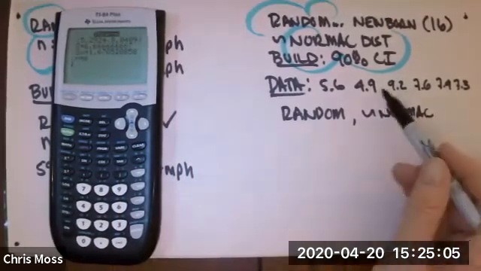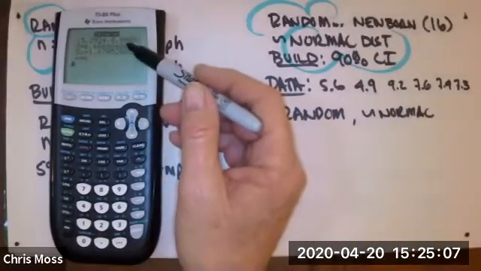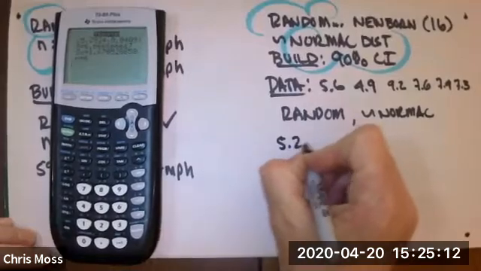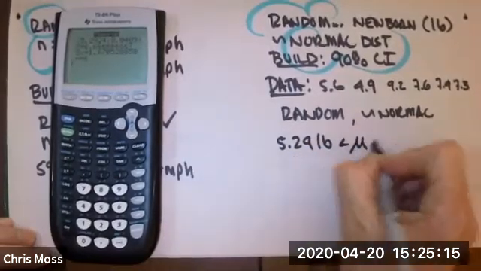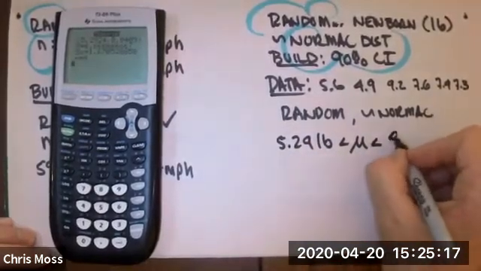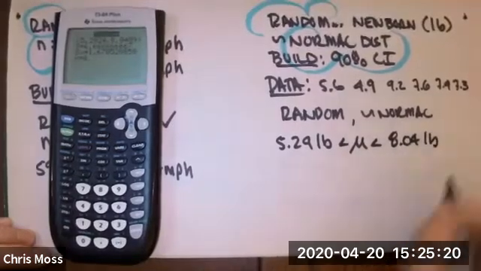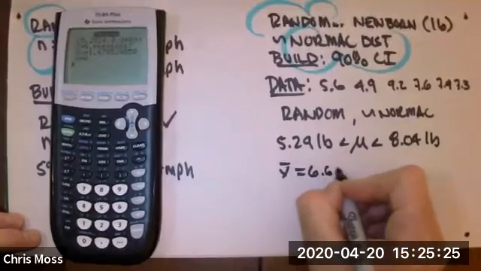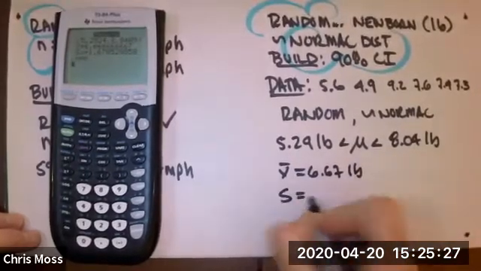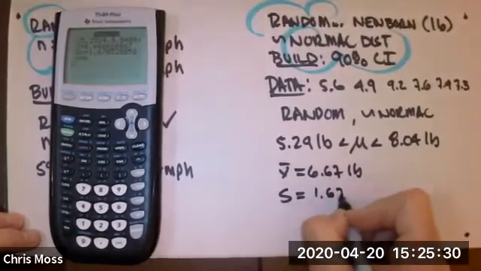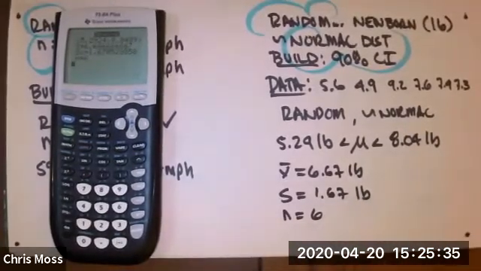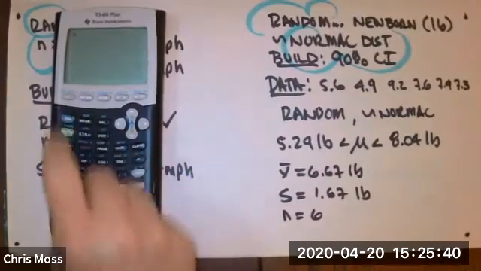Let's see, I've got raw data, so I'm going to take one more decimal place. So I'm going to write this with 2 decimal places. We have 5.29 pounds less than mu less than 8.04 pounds. I'll also note the mean, 6.67 pounds, the standard deviation, 1.67 pounds, and my sample size. This may be important for future analysis. So now we work through a couple of examples.